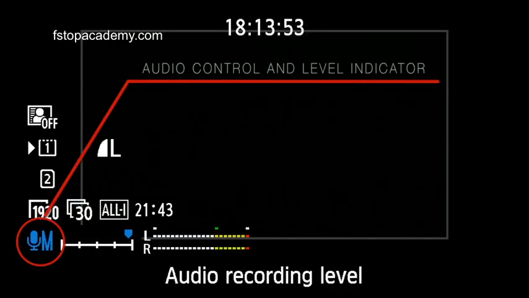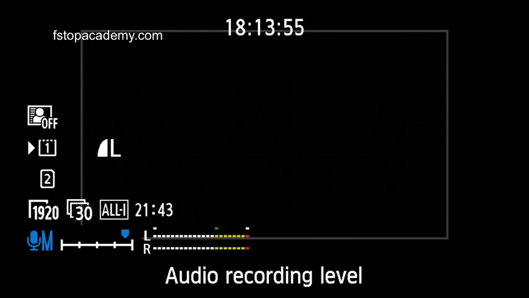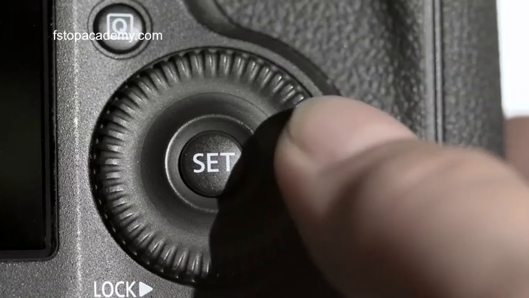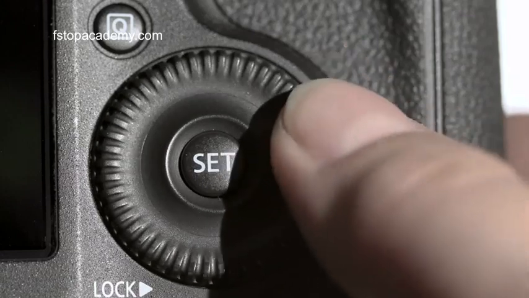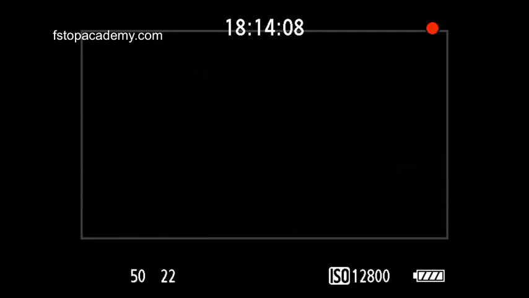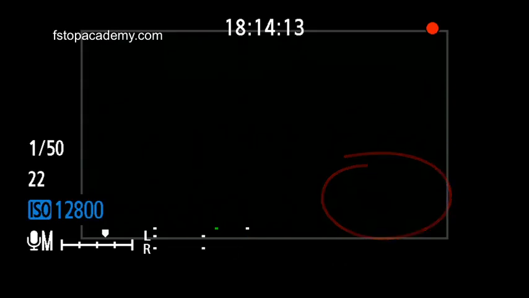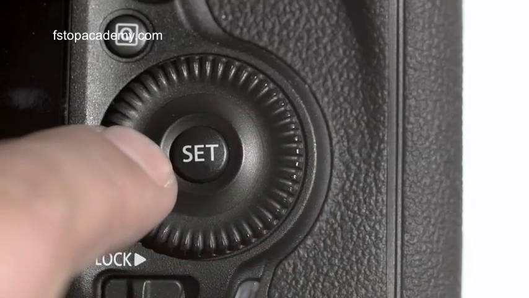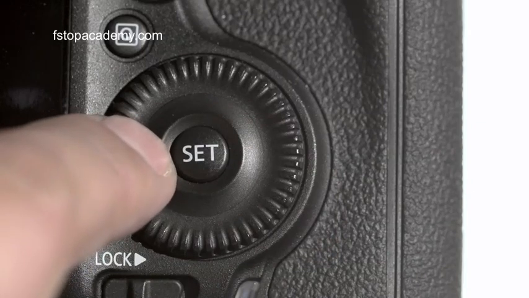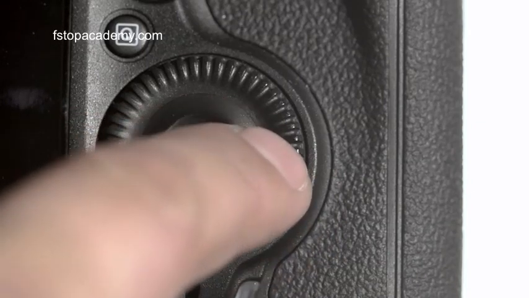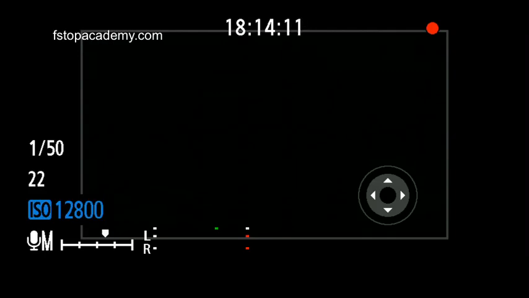Now, when you're not in record mode, you have to use the quick control dial to manually control and set your audio. But when you go into record mode, you can manually control the audio using the touch sensitive panel on the quick control dial. That means that you can silently adjust your audio level while you're recording. This is a really useful function if you want to adjust your settings quietly whilst filming.